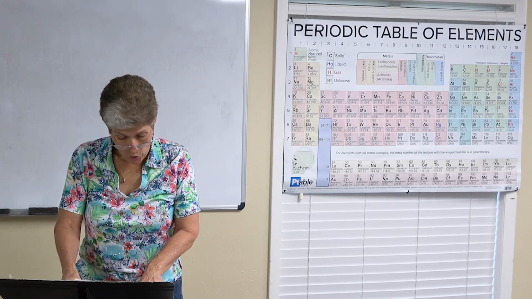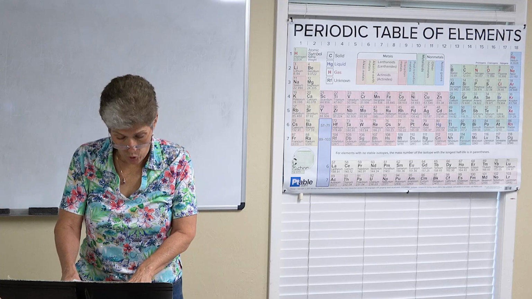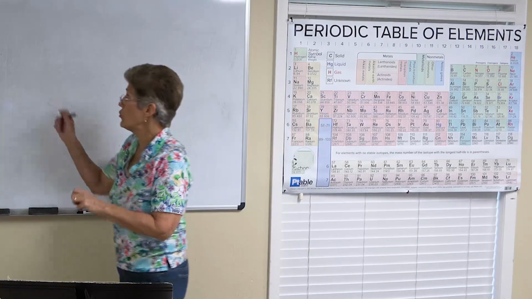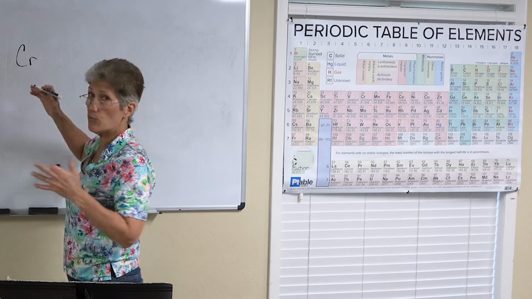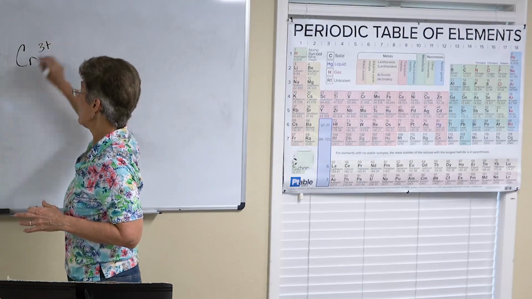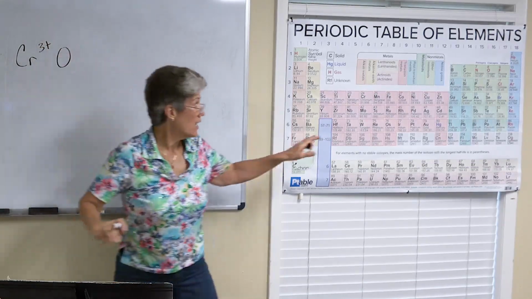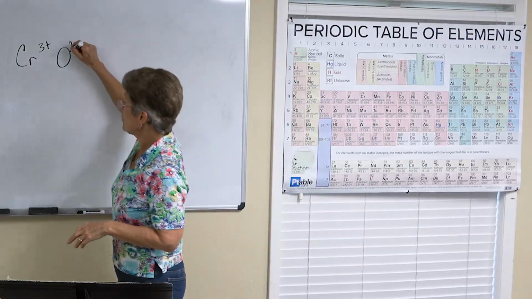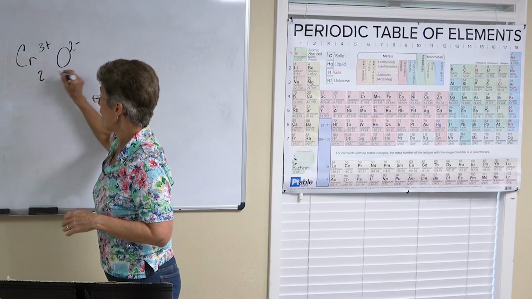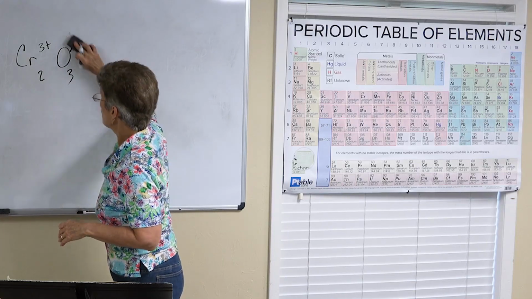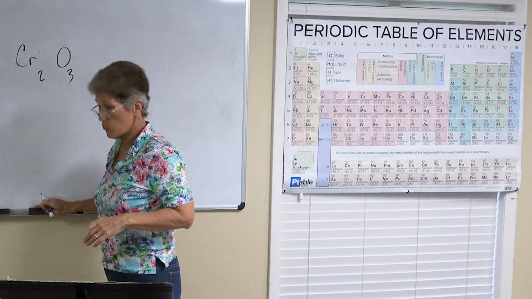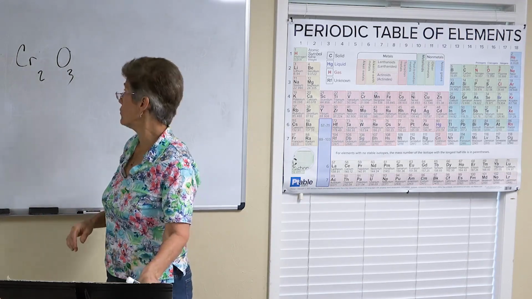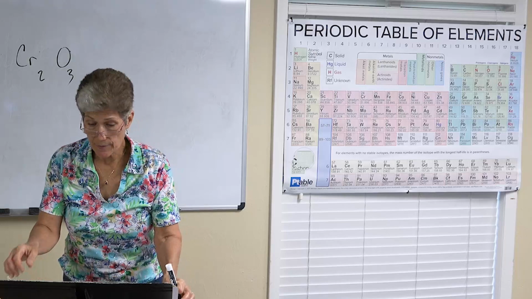Number 13, what is the chemical formula of chromium(III) oxide? Okay, here's chromium, but they told you its charge when they said Roman numeral 3. So it's chromium 3, and oxygen is over here in group 6, so 6 minus 8 is a -2, and so when you flip-flop those, that would give you the formula for chromium(III) oxide. That is actually how you would balance it.